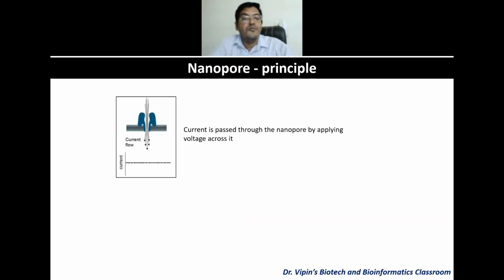So we'll come to nanopore now. The idea behind nanopore is very simple. You have a nanopore which is set into an electric field. So there is a basal current that flows through the electric field through the nanopore, and you have this read once because there is nothing that is interfering with the flow of current.